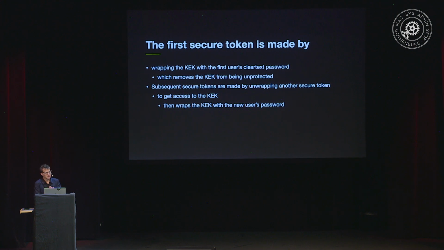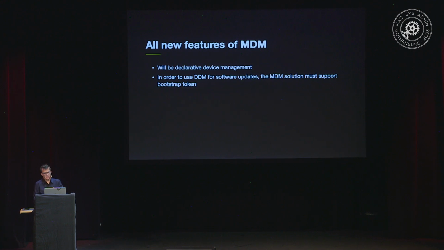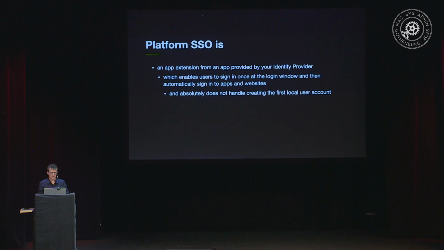That first secure token key is made by wrapping the KEK with the first user's clear text password, which also removes the KEK from being unprotected. Subsequent secure tokens are made by unwrapping another secure token to get access to the KEK, then wraps the KEK with the new user's password. The new features of MDM are going to be declarative device management. And in order to use DDM for software updates, the MDM solution must support Bootstrap token. Platform SSO, it's an app extension from an app provided by your identity provider, which enables users to sign in once at the login window and then automatically sign into apps and websites, and that's 2 minutes.